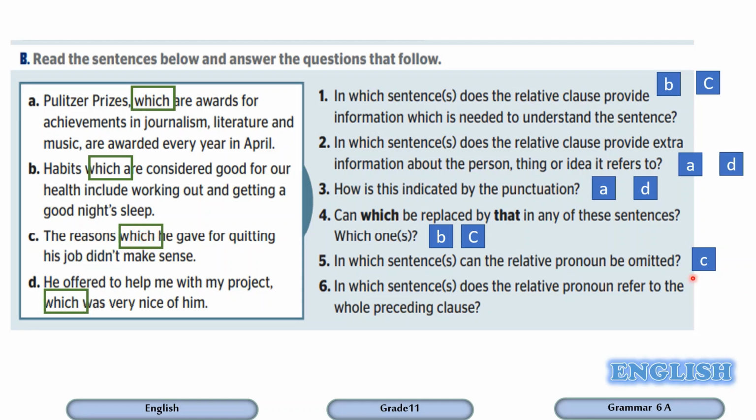Number 6, in which sentences does the relative pronoun refer to the whole preceding clause, the whole previous clause? Sentence number D, of course: which was very nice of him, about the fact that he offered to help me with my project. So this refers to the previous clause.